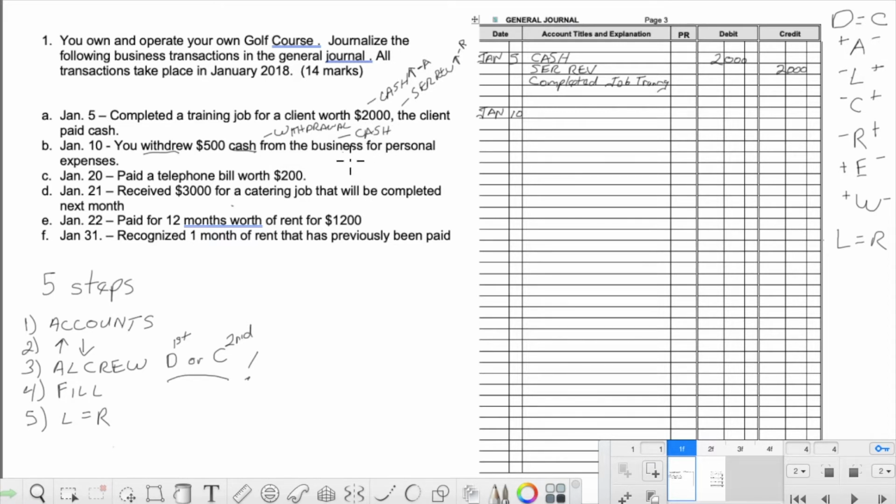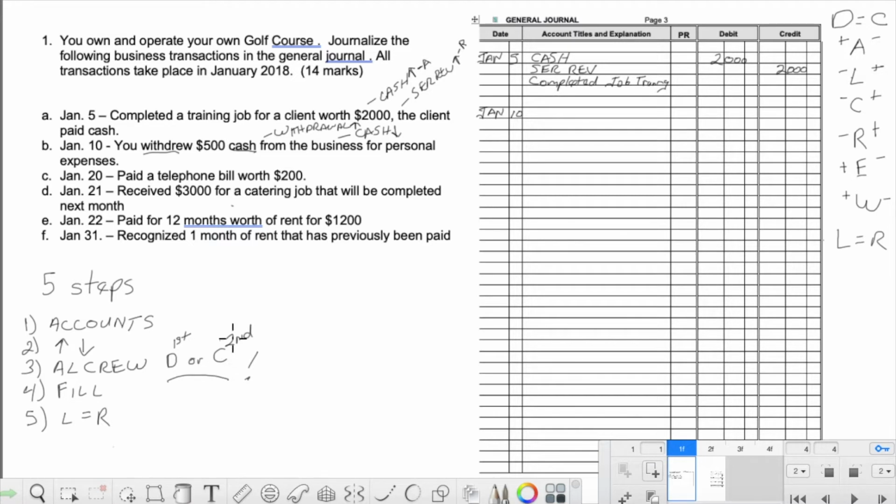Now, when we did the withdrawal, did it go up or down? It went up. And the cash, it went down, right? Because we withdrew it from the business account. So we're good. We know which category withdrawals falls under, down here. And cash, we should know by now that this is obviously an asset. So we're good. But we need to know which one we do first, right?